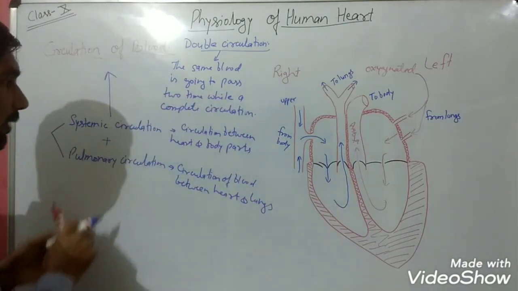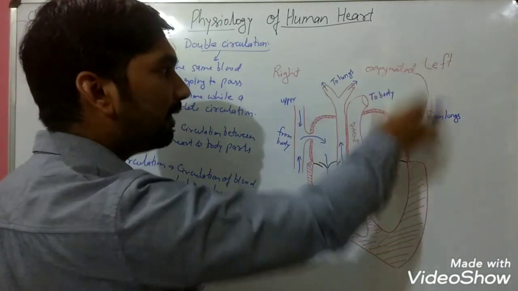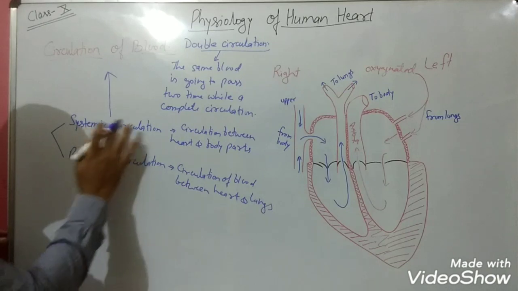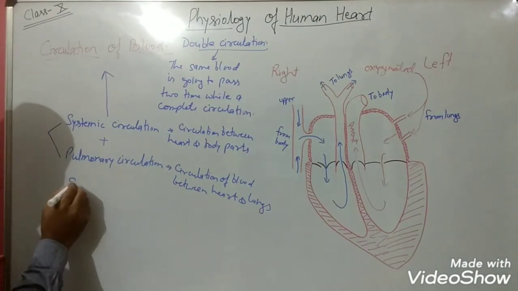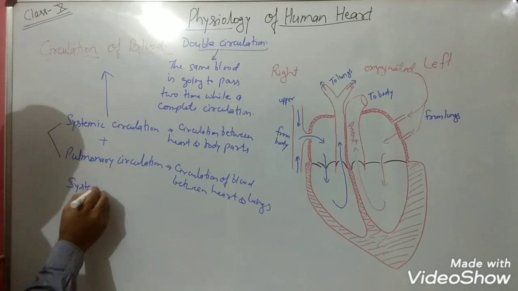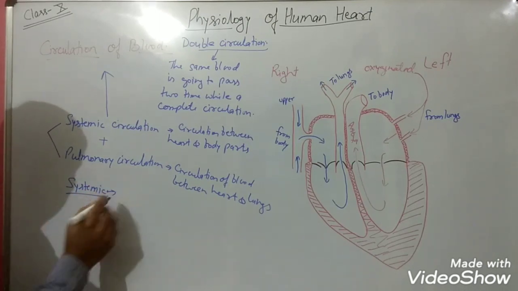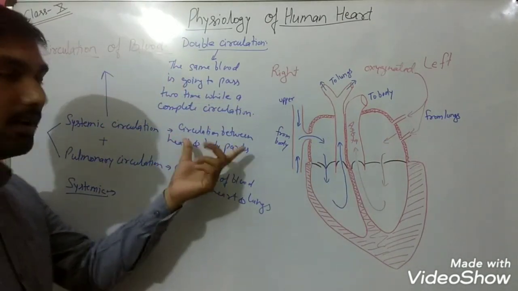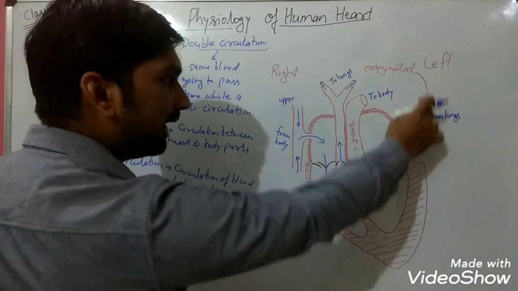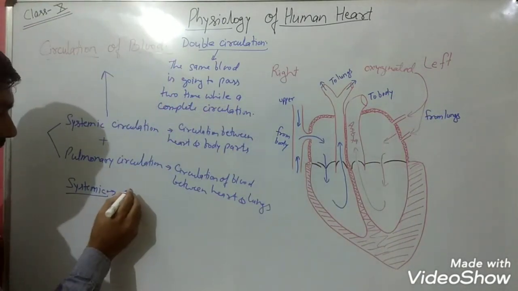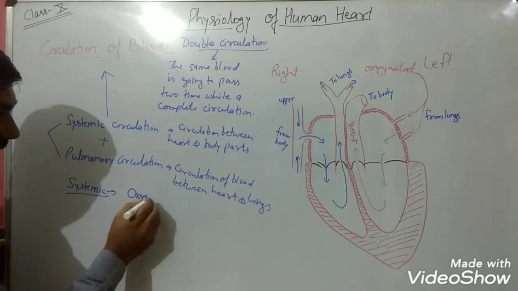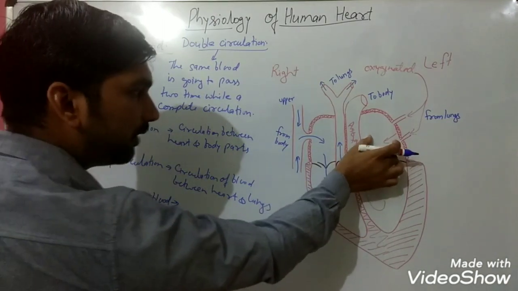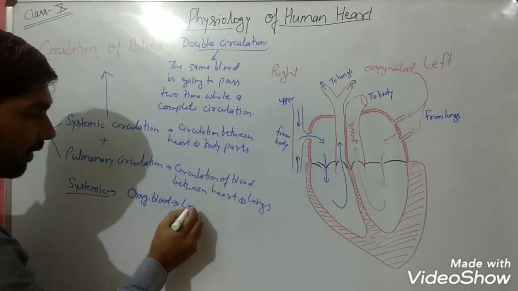Now, when we are talking about the systemic circulation, what will be the pathway of blood during the systemic circulation? In systemic circulation, we always start from this part, meaning circulation between the heart and body parts. So oxygenated blood is coming from the lungs. First, oxygenated blood then enters into the left atrium.